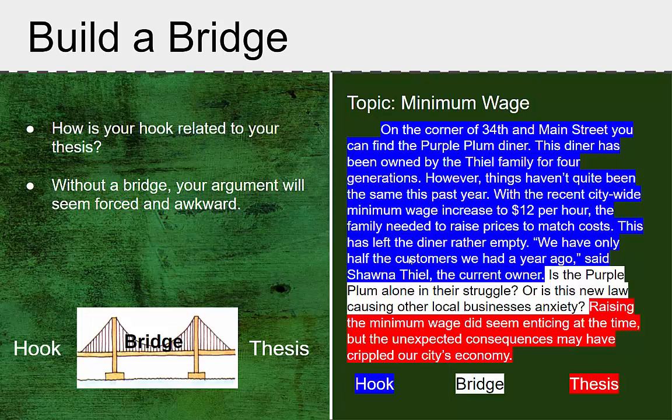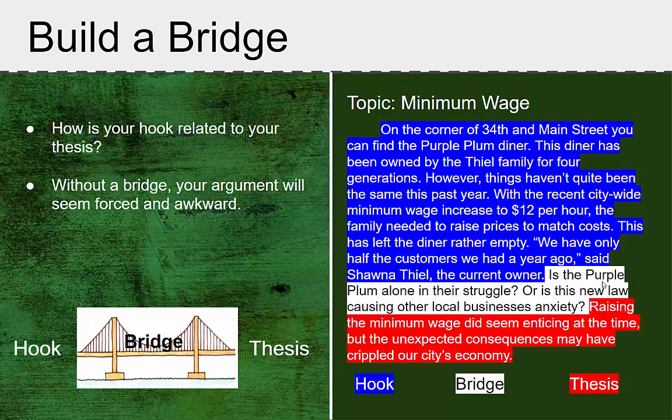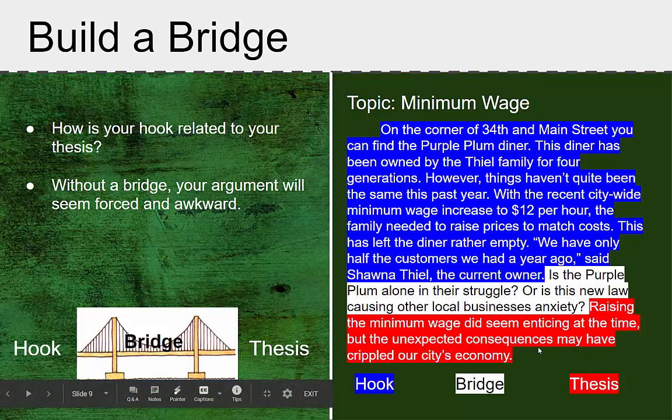So for example, if you remember this hook before, where it's the story about the Thiel family, and they've lost all their customers, and your thesis is that raising the minimum wage did seem enticing, but there are unexpected consequences. We need to connect these two. We need to connect this to the Thiel family, or the Purple Plum Diner. So the bridge does that with this right here. We have the story about the Purple Plum, and then we say, is the Purple Plum alone in their struggle? Or is this new law causing other local businesses anxiety? And then here we've got our main point, that raising the minimum wage did seem enticing at the time, but the unexpected consequences may have crippled our city's economy.